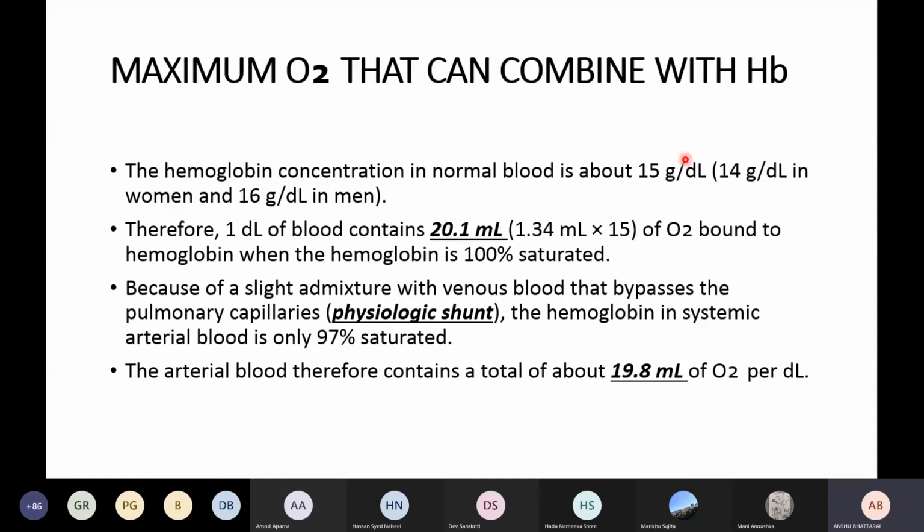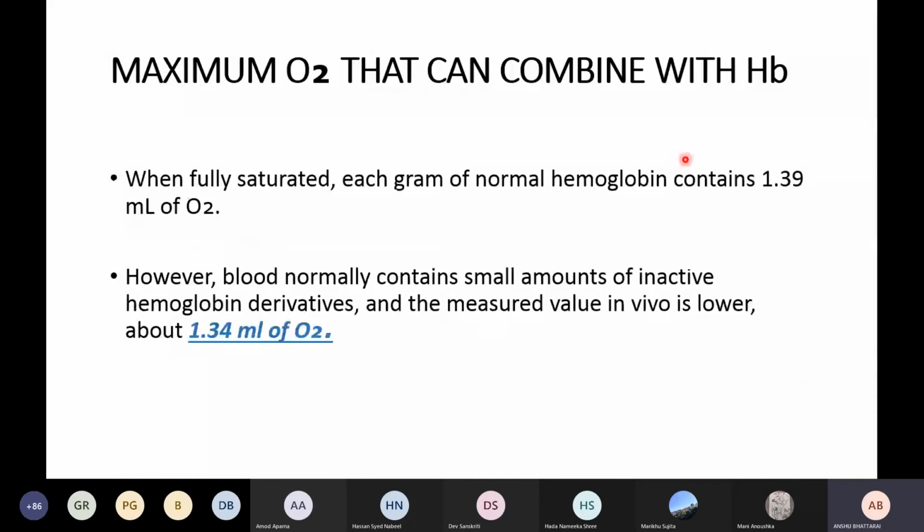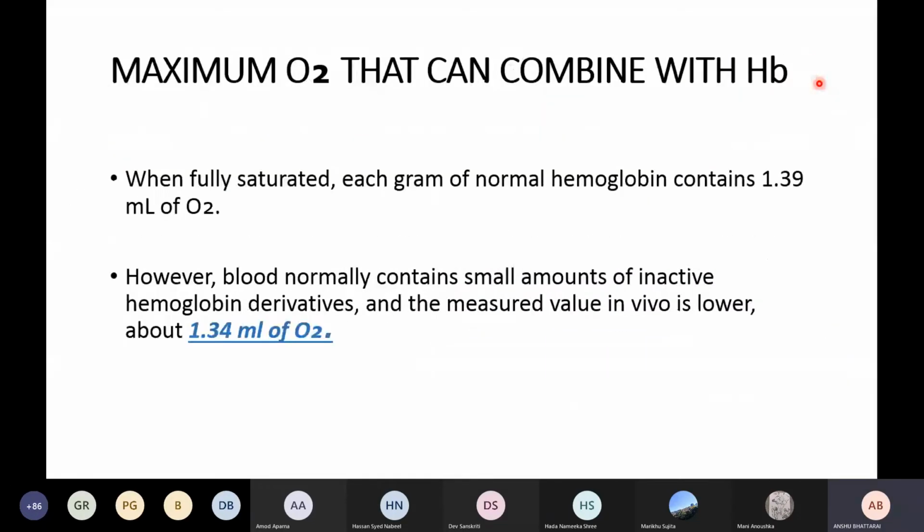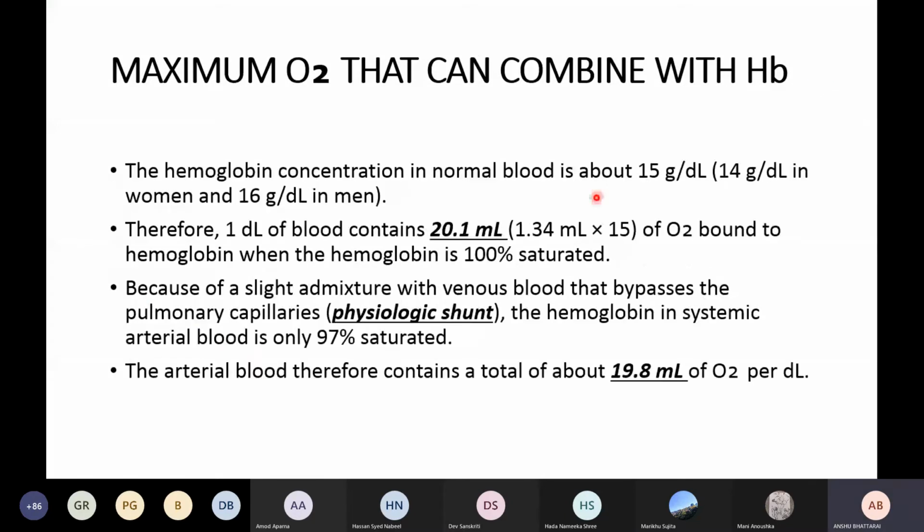Here in the graph also we talked about how much is present in 100 ml of blood. See, here I had mentioned 20 ml, right? It's the same over here. How did we derive that? Because 1 gram of hemoglobin carries 1.34 milliliter of oxygen, and we have 15 grams of hemoglobin in our body per deciliter or per 100 ml. So multiplying 1.34 with 15, we get 20.1 ml. So this much oxygen is bound to hemoglobin when hemoglobin is 100% saturated.